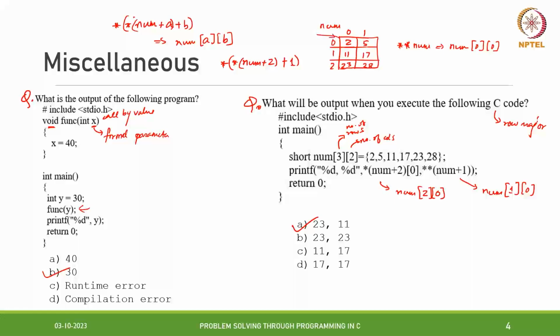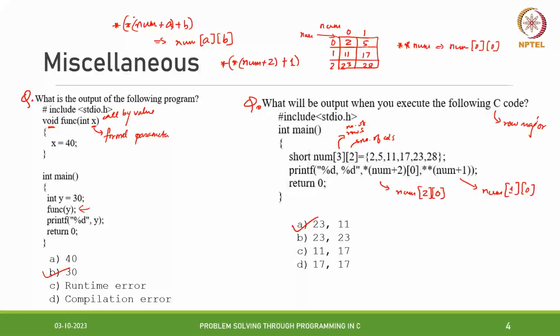Okay, num was pointing to this element at 0 0. It stored the address of the element at 0 0. Now I said num plus 2, which means it will go along the rows first. So it will go to here. This is num plus 2. This entire row is num plus 2.